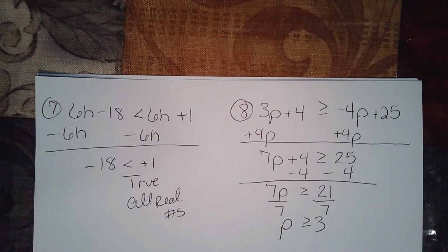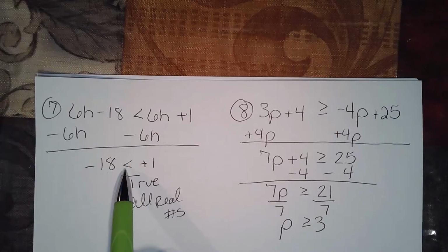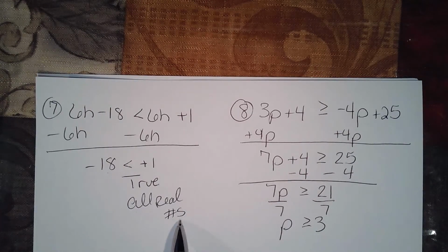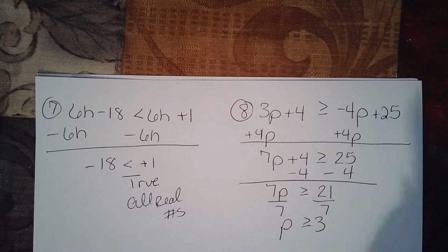Very simply, the variable drops out, and then if the inequality is true, then it's all reals. Negative 18 is smaller than 1, so therefore it is all real numbers, or infinitely many solutions, depending on which way you would like to put it. I'll take either. Number 8 is just a straightforward problem.